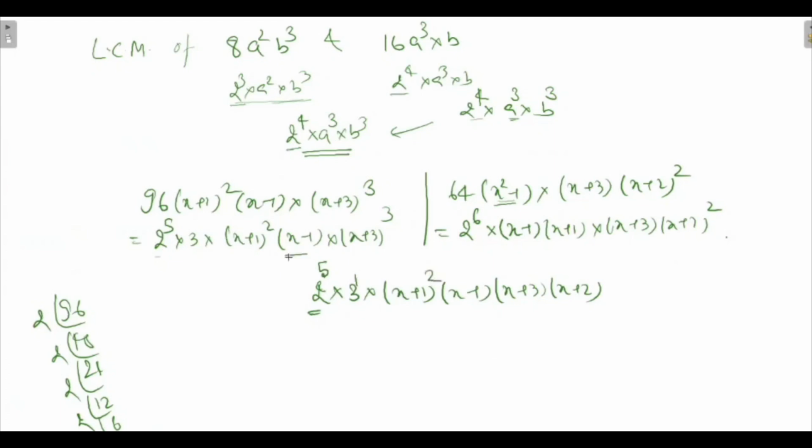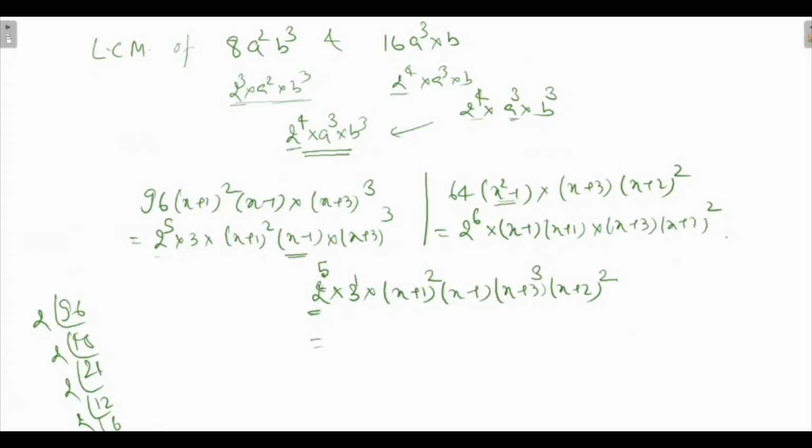What is the highest power of x minus 1? Which is 1, it's okay, 1. x plus 3's highest power is 3, so I'll write 3. Yes, x plus 3 to the power 1. And then x plus 2, oh, the highest power of x plus 2 is square, so I'll write x plus 2 square. Okay, so now this is what will be the final answer.